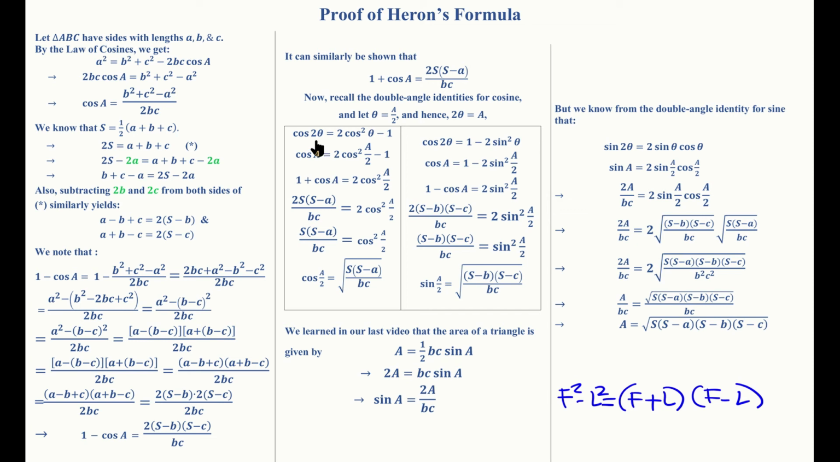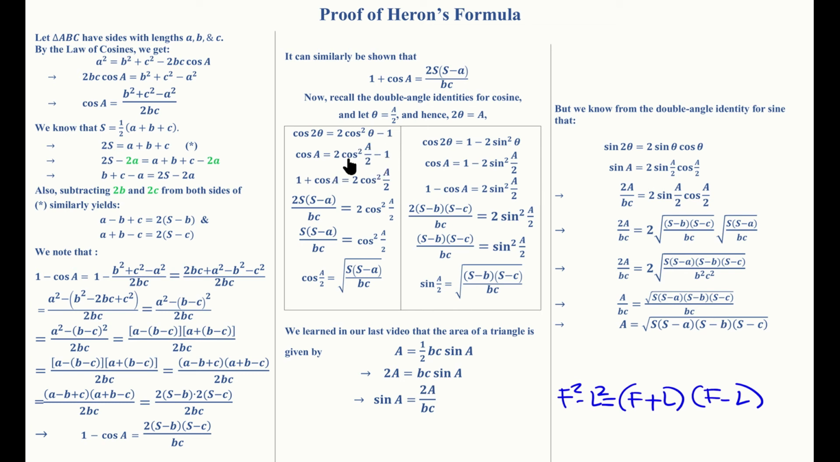The double angle identity for cosine in two different versions of it. The first one was 2 cosine squared theta minus 1, and we're going to make a substitution. We're going to let theta be a over 2, which means, of course, 2 theta, multiplying both sides of this by 2, is going to be a. So instead of 2 theta, we can write a, and instead of theta, we can write a over 2.